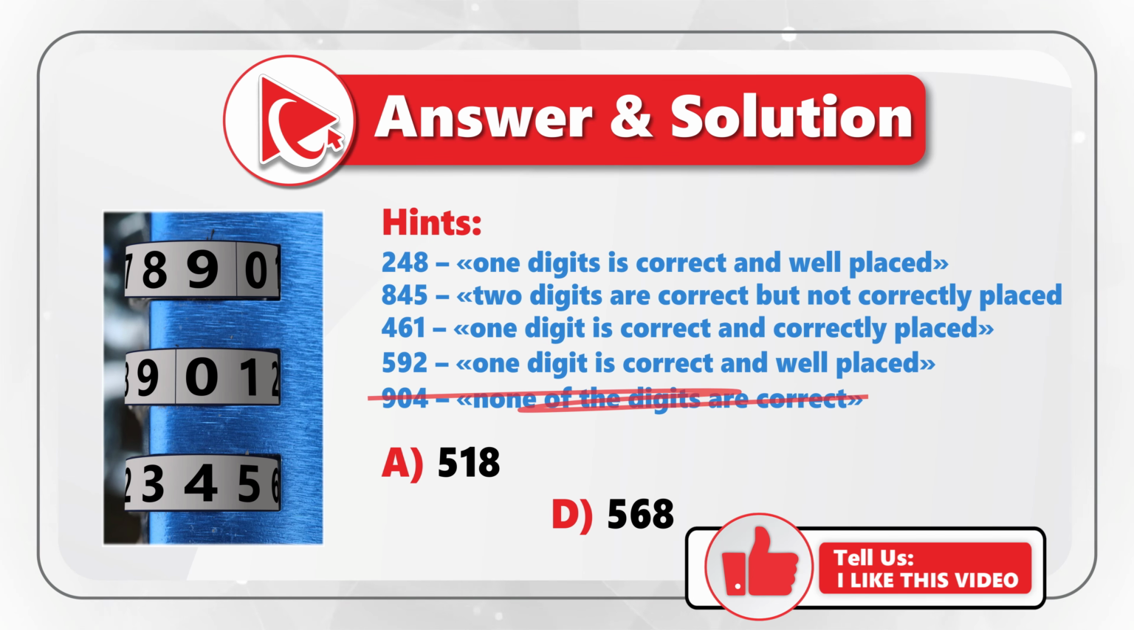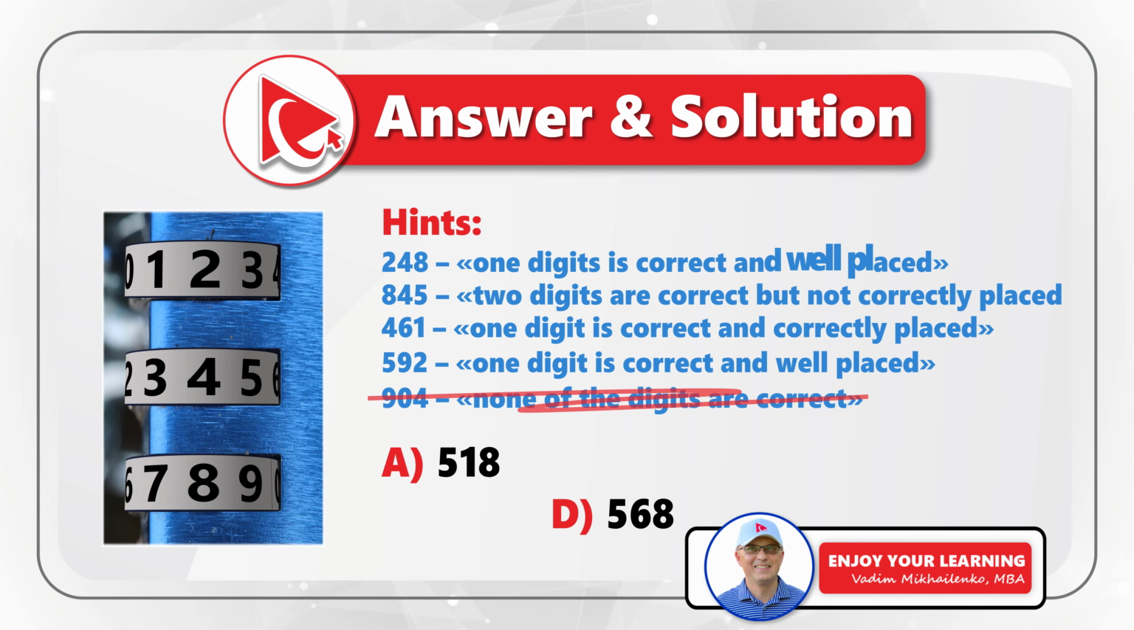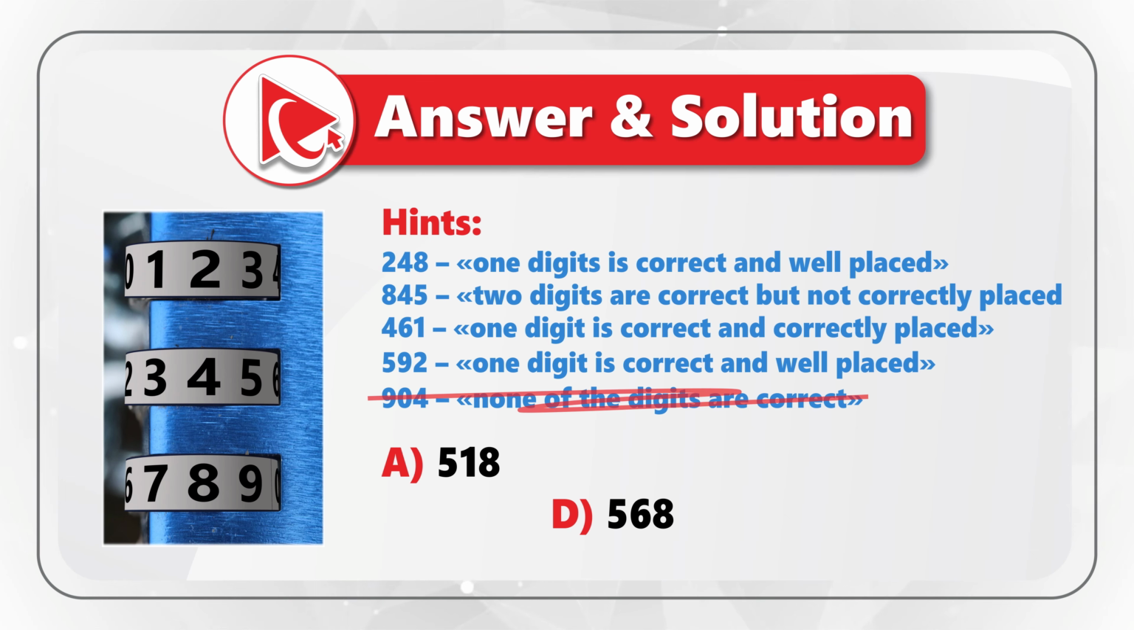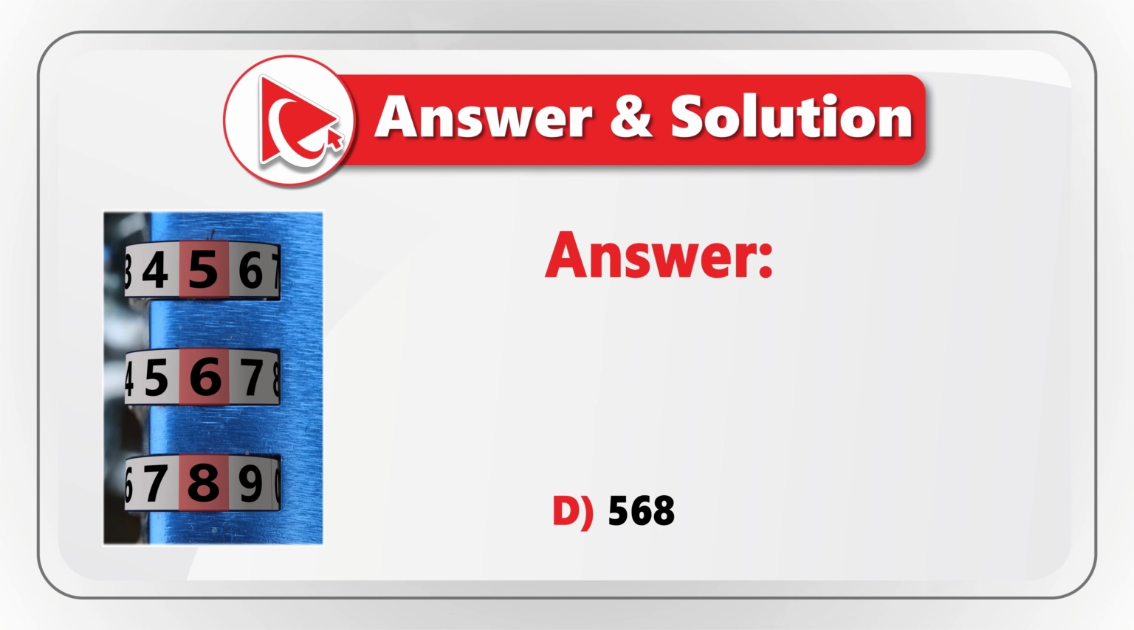If we look through the remaining 4 hints, we learn that in hint 1, where digits are 2, 4, 8, only 1 digit is correctly placed, which is digit 8. In hint 2, 2 digits are correct, but they're not correctly placed, and they're digits 8 and 5. In hint 3, only 1 digit 6 is correct, and it is correctly placed. And last but not least, in hint 4, digit 5 is correct, and it is well placed. Based on this, the correct answer here is choice D, 568.